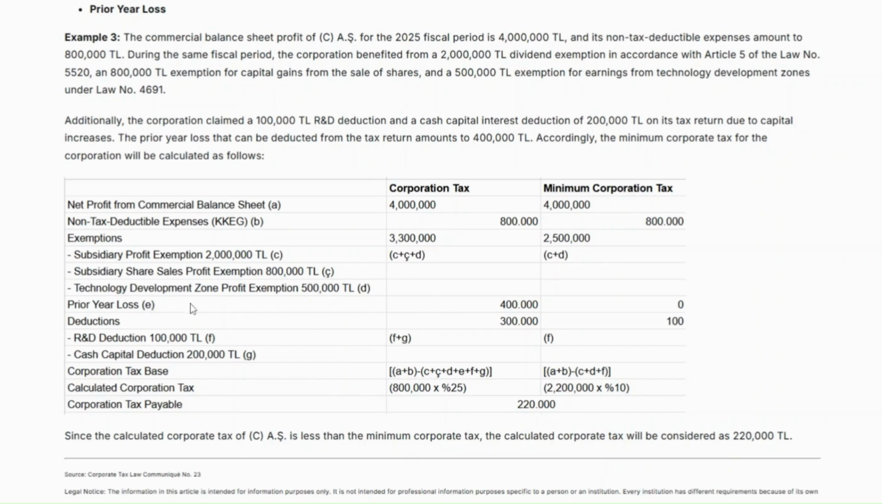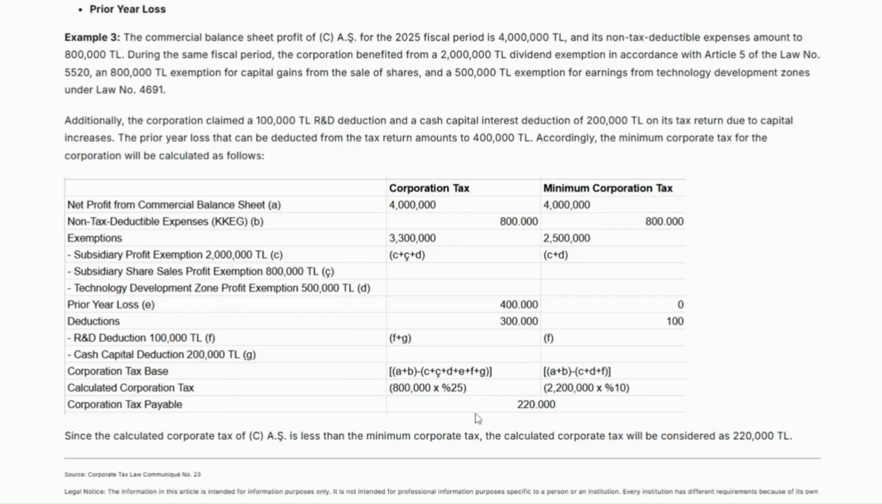The company has a prior year loss of 400,000 that it can deduct from this year's taxable income. Certain deductions are available to the company to further reduce the taxable base, and these are subtracted from the income after applying exemptions and losses. You can see the corporation tax base formula here. Corporate tax is calculated by applying the standard 25% rate to the tax base, and we will have 200,000 Turkish lira.